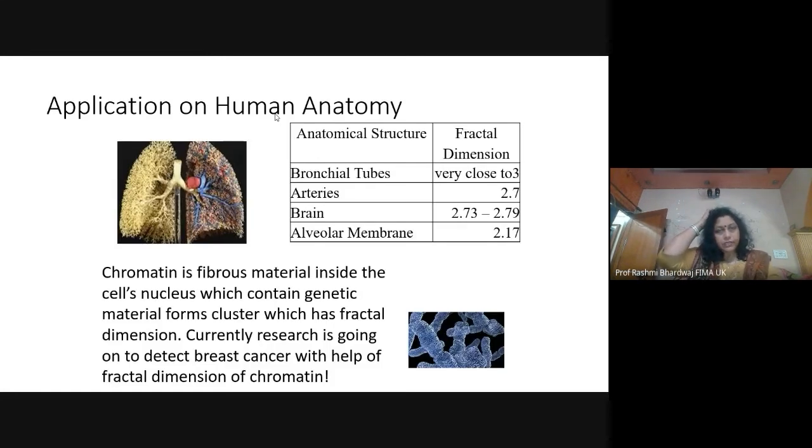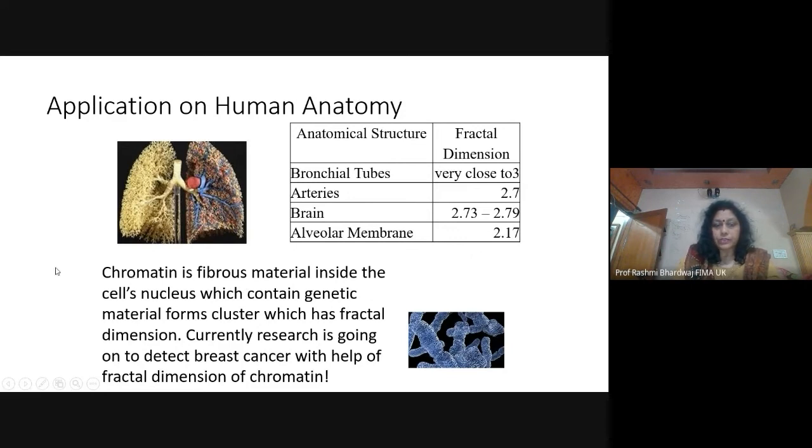And the beauty of this is that in human anatomy, we are using the application of fractals, and it is very useful. Our bronchial tubes have a fractal dimension very close to 3. Our arteries have 2.7. Our brain has 2.73 to 2.79. Our alveolar membrane has 2.17.